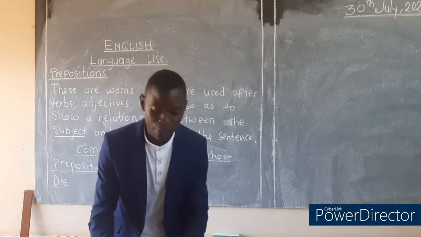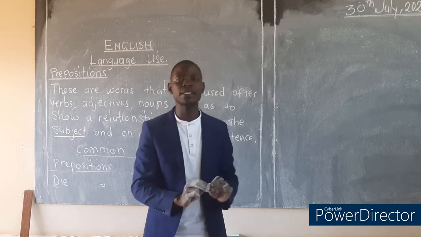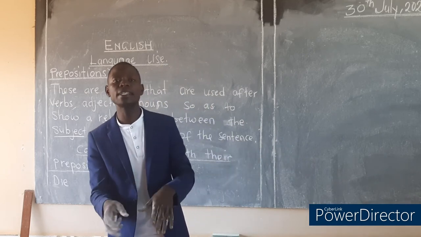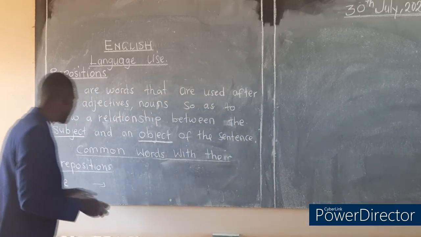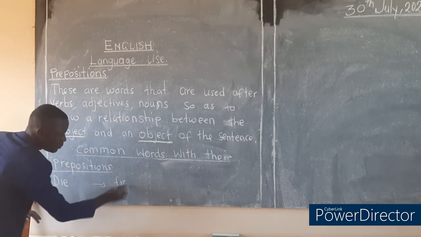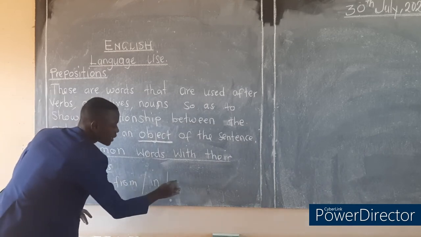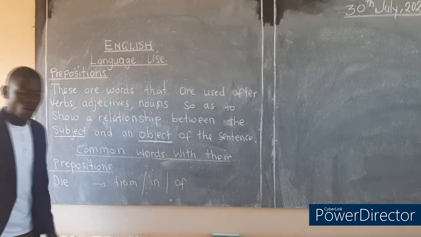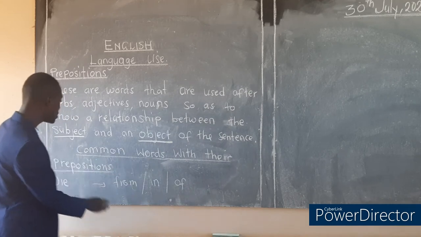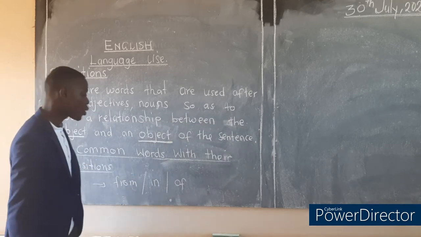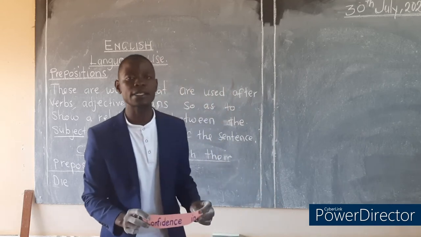You even hear people saying in sentences, she died from a certain disease, or she died in a road accident. So all those words they use when they say die from, then the other one in, and the third one is of. These words from, in, and of are called prepositions.